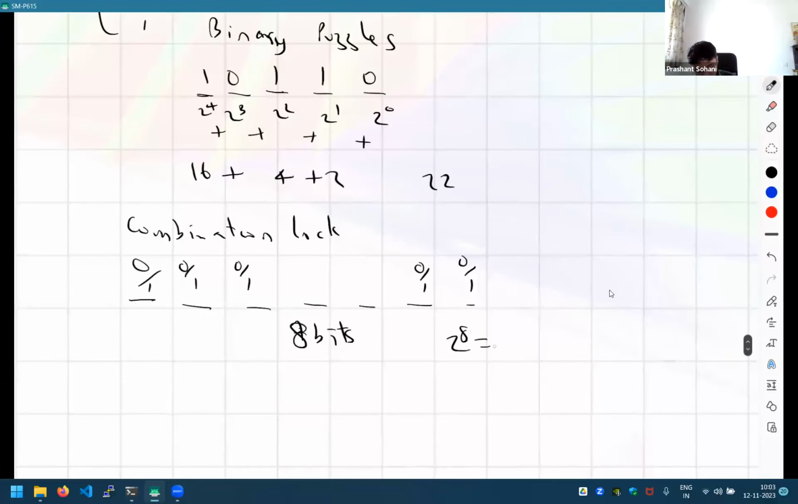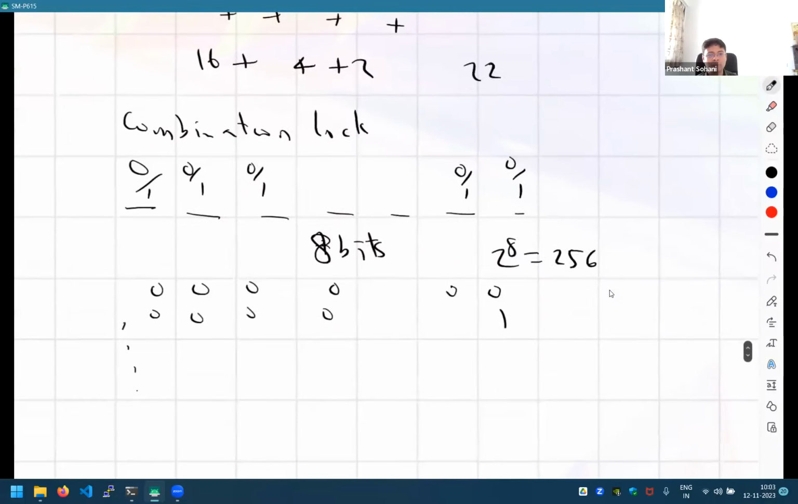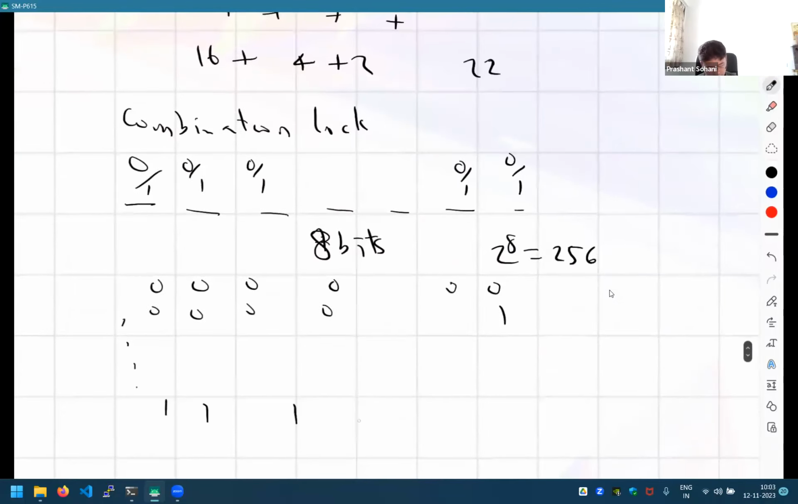256, right? 2 raised to 8. And only one of them is the right password. So if you keep trying it manually, like all zeros, then all zeros but one, and so on, you have to keep trying all the combinations all the way to all ones. There is no other alternative. You have to try all the 256 combinations and one of them will open the lock.